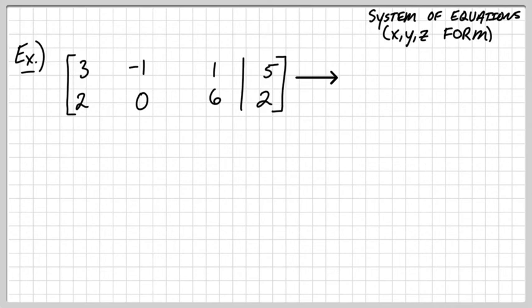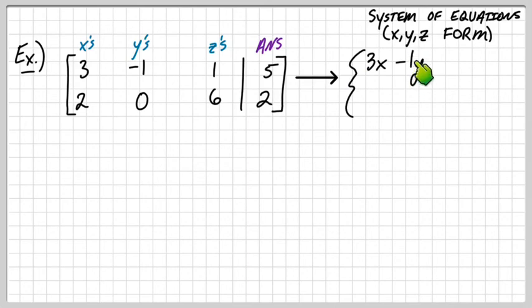Well, now we know how these augmented matrices are organized. We have our x's in this column, our y's in this column, our z's in this column, and our answer column. So as long as we keep that organization and that structure, we should be okay. So the first equation would be 3x minus 1y. You don't have to put the minus 1 if you want. You could just write minus y. Plus 1z. Right? And if you just want to write plus z, again, that's fine. Equals, from the vertical bar, 5. There's our first equation.